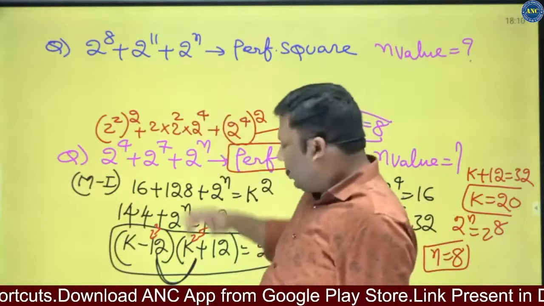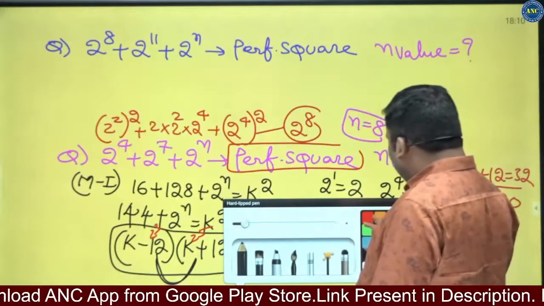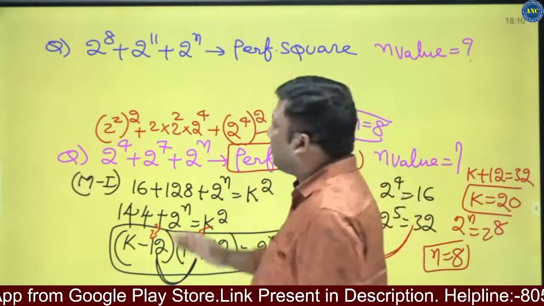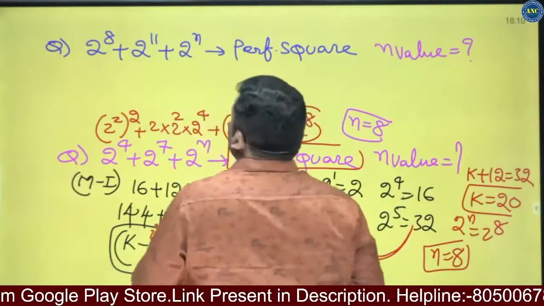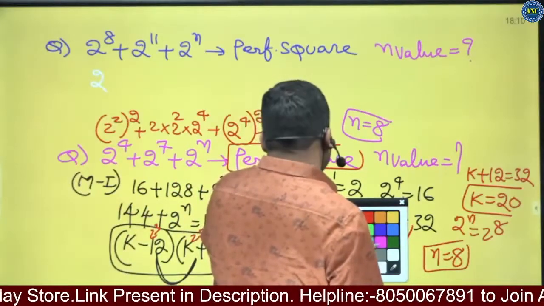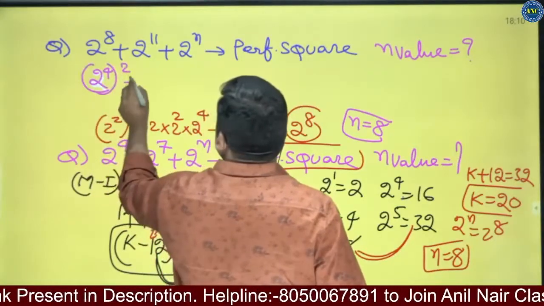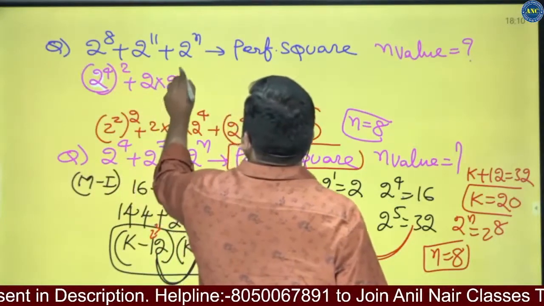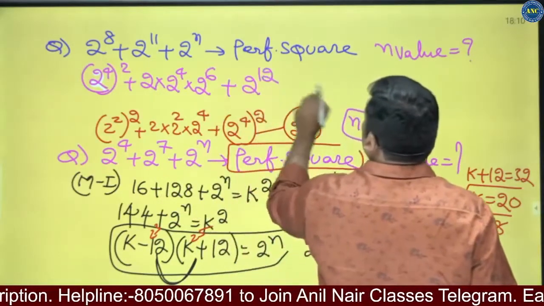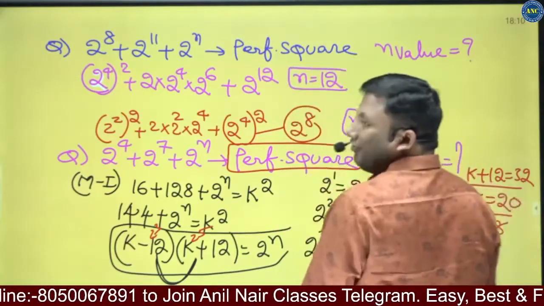The same idea, if I carry forward to the first question, this is not going to be a formula driven class. Every question whatever I solve will be very logical, very conceptual. Again 3 terms are there. So this will become 2 power 4 power 2. This will become 2 into 2 power 4, remaining it will be 2 power 6. So here it will become 2 power 12. So n value is 12. Just by looking at the question itself you will get the idea.